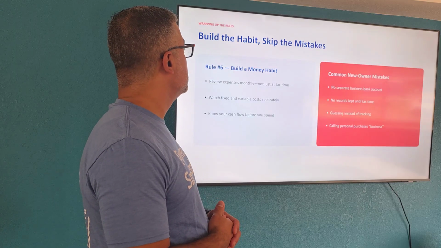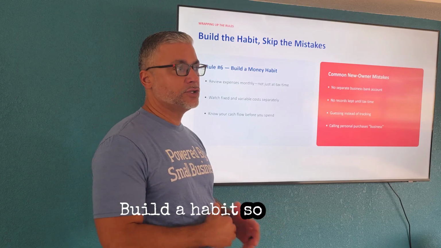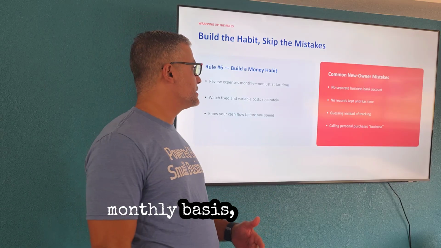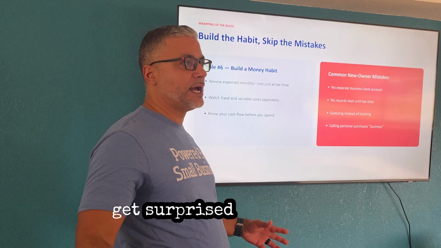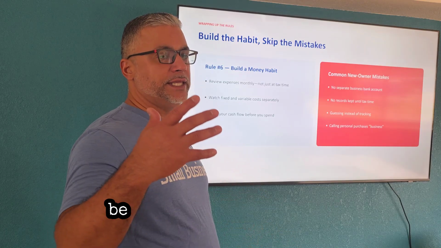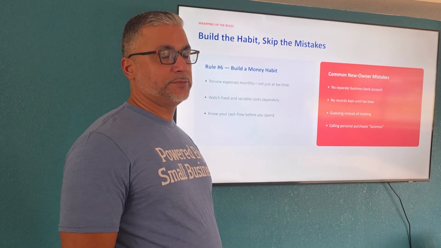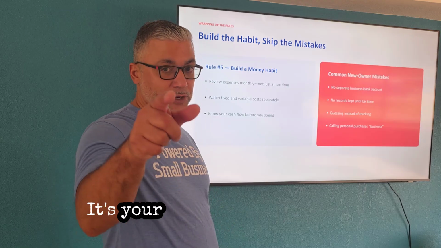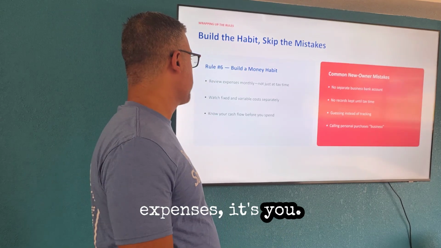All right, now we're gonna wrap up the rules. Build a habit so you're skipping the mistakes. Review your expenses on a monthly basis, not just at the end of the year, right? Because otherwise you're gonna get surprised if you owe money and you're gonna be yelling and screaming at your tax preparer like it's their fault, when you should have been tracking your expenses throughout the year. Take accountability for yourself, okay? It's your business, not theirs.